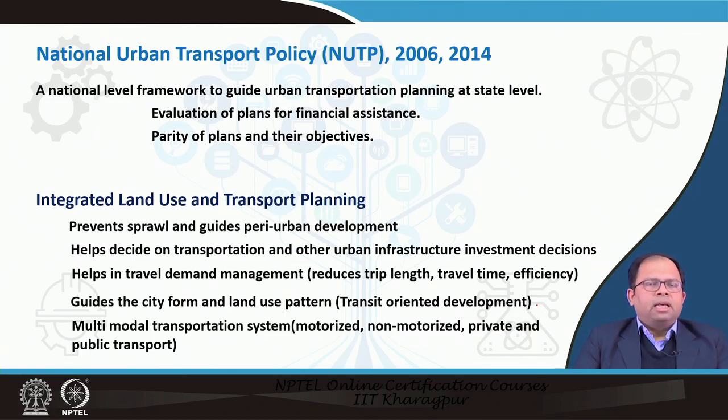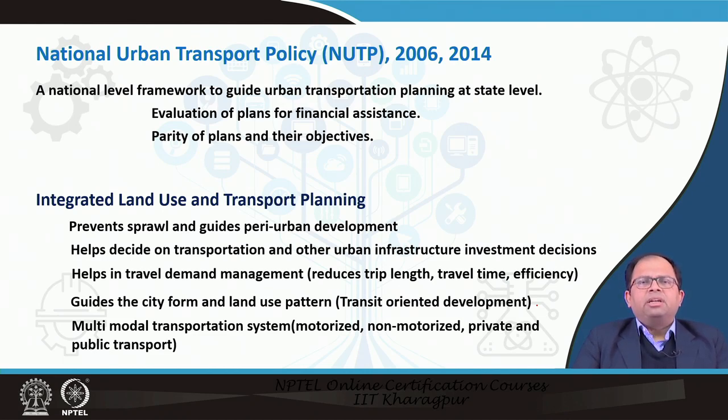When we talk about national level policies, the National Urban Transport Policy is very, very important, and it is useful mostly for transportation planning. But as you understand, transportation planning cannot be done alone. Transportation and land use planning is done together, and the National Urban Transport Policy also talks about that. It's a national level framework which guides urban transportation planning at the state level, and it helps not only in parity of the plans and their objectives for different urban areas, but also in evaluation of certain projects or plans when we have to decide what kind of financial assistance needs to be released for urban local bodies.